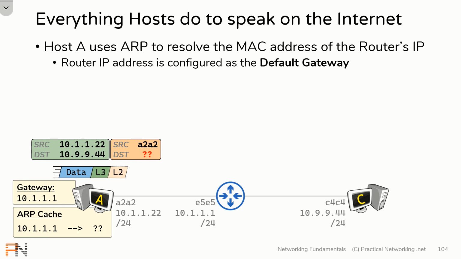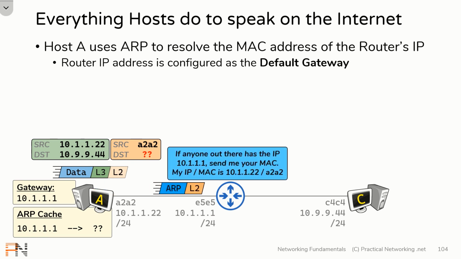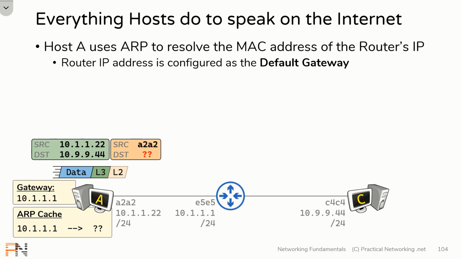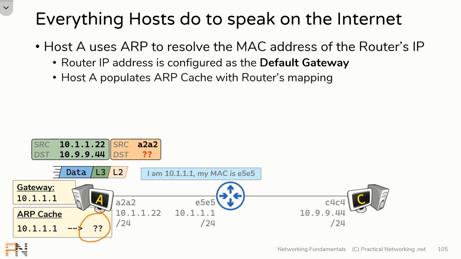So just like we mentioned in the last lesson, host A is going to shoot out an ARP request. That ARP request is going to ask for the MAC address that correlates to a particular IP address. And again, host A is going to include its own ARP mapping in the request itself. That ARP request is going to get to the router, and then the router is going to generate a response. That response is going to include the mapping that host A was interested in learning: the IP address 10.1.1.1 maps to the MAC address E5E5. And when that ARP response arrives, host A is able to populate its ARP cache with the mapping for its default gateway.